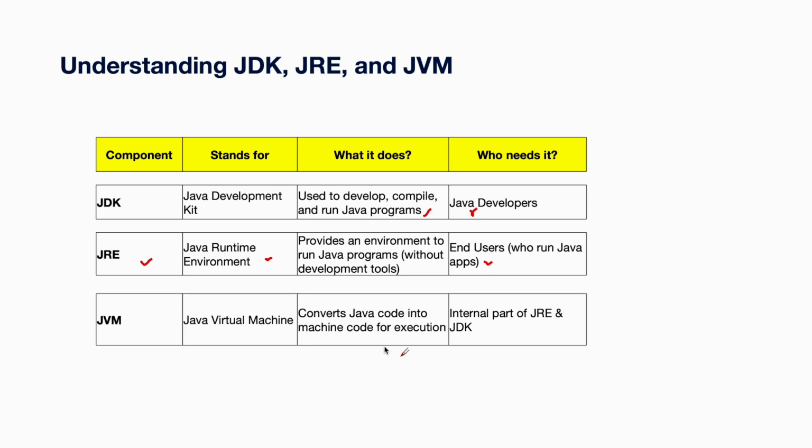And JVM is the Java Virtual Machine which will convert the Java code into machine code for execution. And it is a part of JRE and JDK as we have seen in the earlier picture. We can understand this even better with a real world analogy.